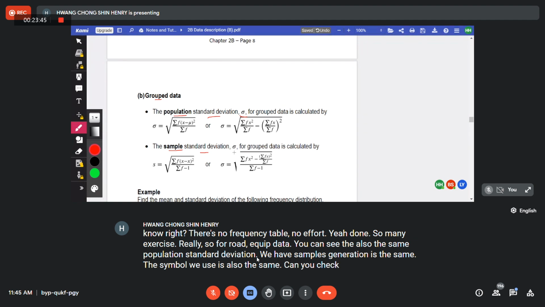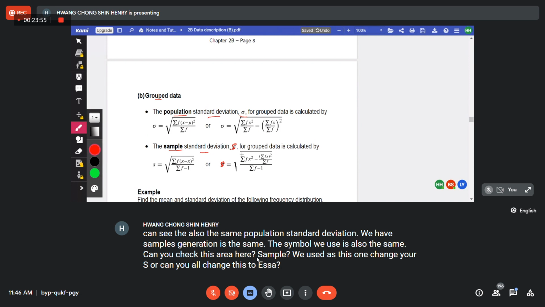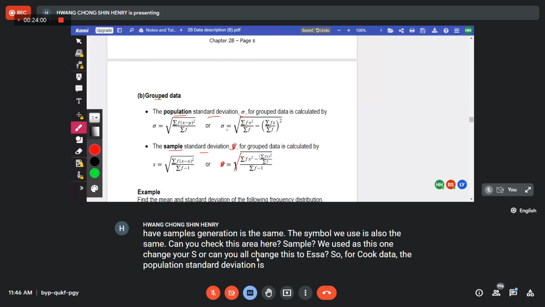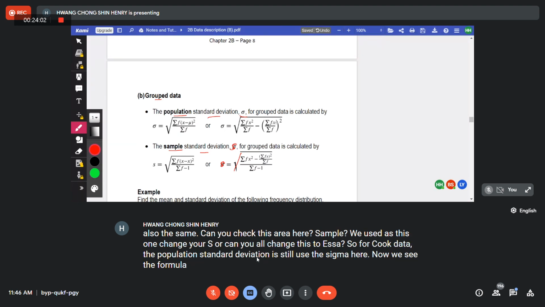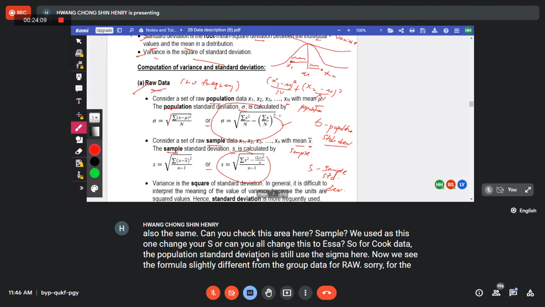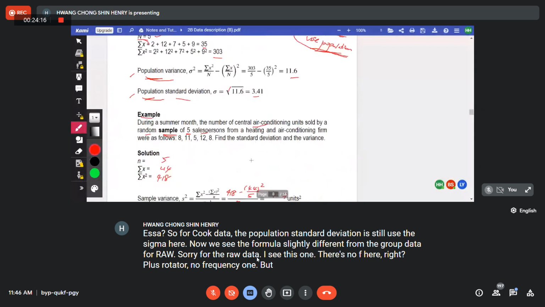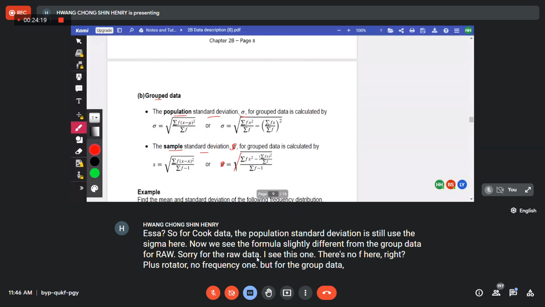Can you check this? There's an error here. Sample we use S. This one change to S. Can you all change this to S? So for group data, the population standard deviation, we still use the sigma here. Now you see the formula is slightly different from the raw data. For the raw data, you see this one? There's no F here, right? Because raw data has no frequency, but for the group data, there's an F there.